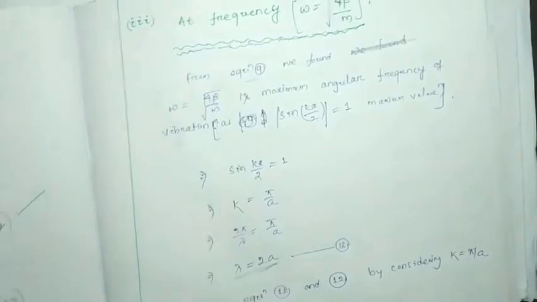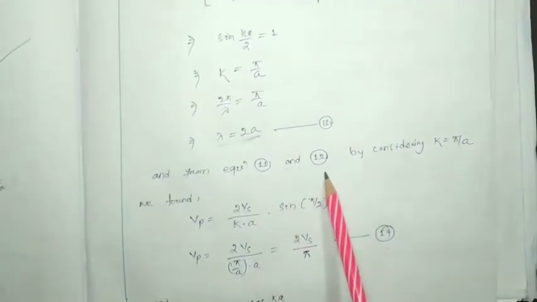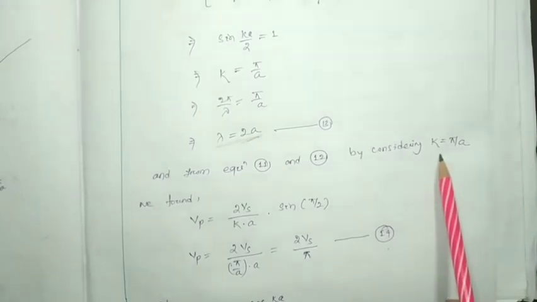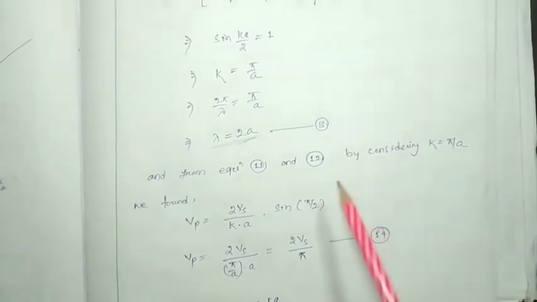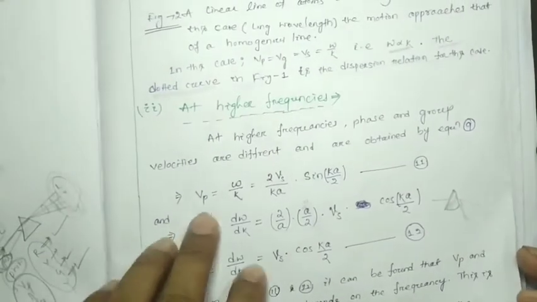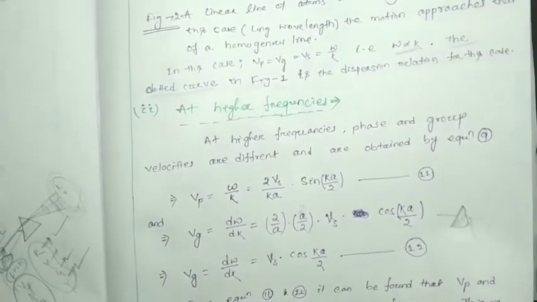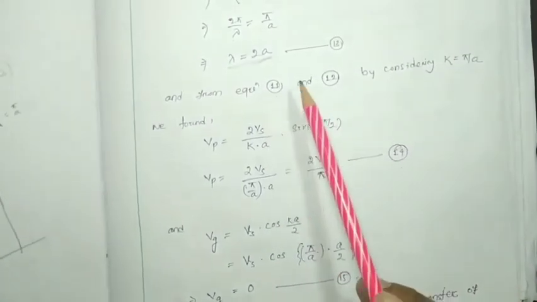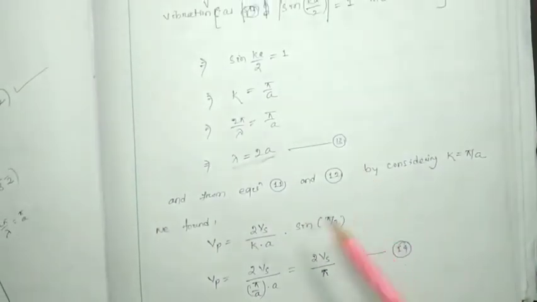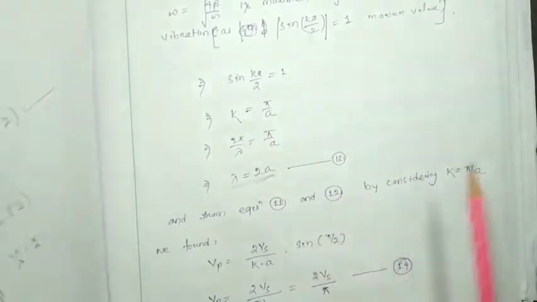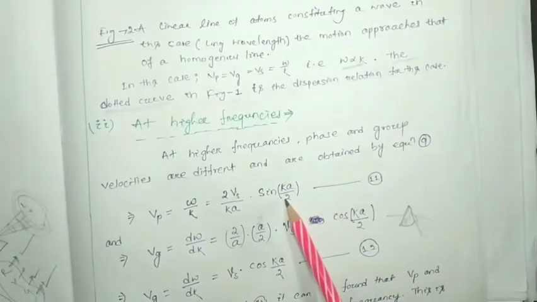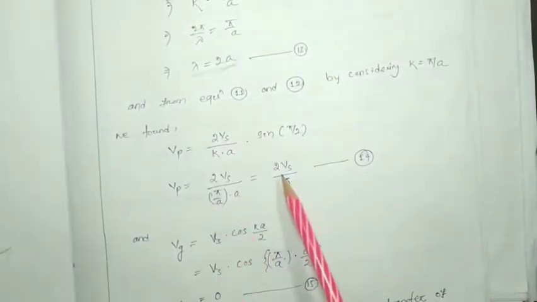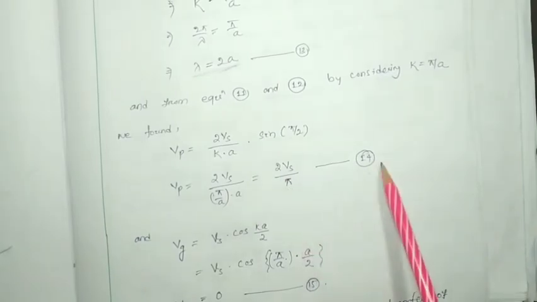From equations number 11 and 12, by considering k equal to pi by a, we can find Vp. Equation number 11 represents the phase velocity. Here if we consider k equal to pi by a, then we get Vp equal to 2 Vs by pi. Let this be equation number 14.